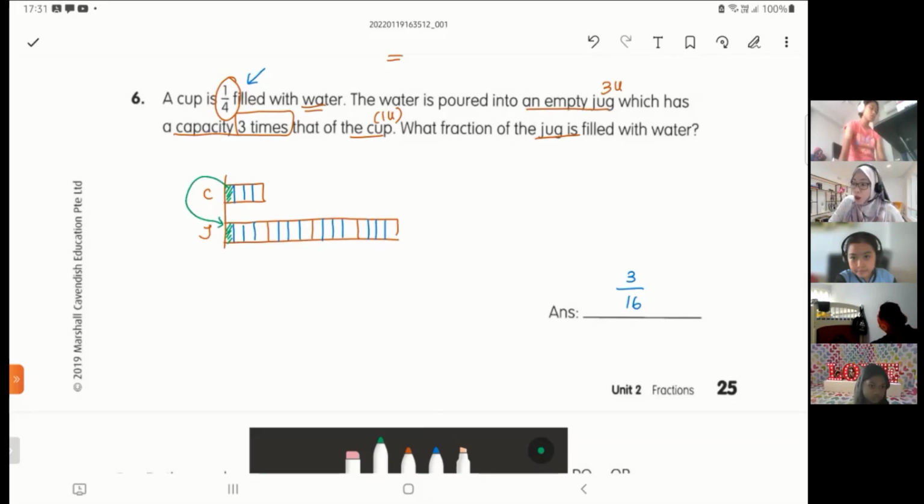Okay, so I want to know this portion. So what fraction of the jug is filled with water? This one is 1 out of what is the whole total parts here? If you count, it will be 12. Answer is not 3 out of 16. Answer is 1 out of 12. Understand?